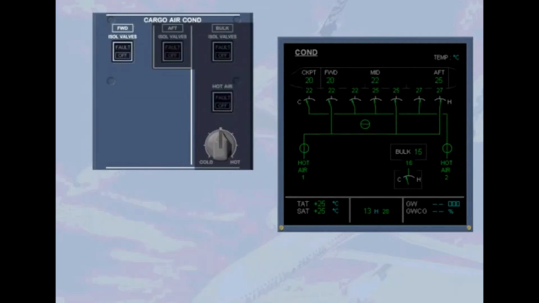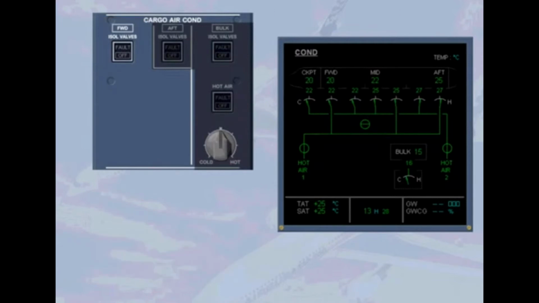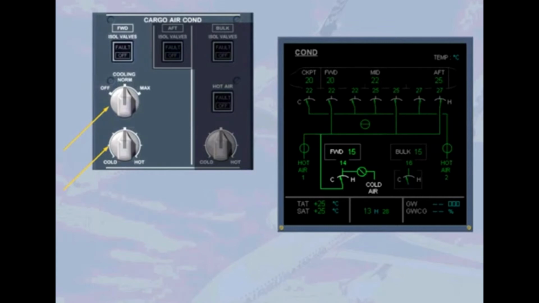The forward cargo compartment control is located on the left side of the cargo aircon panel. The ISOL VALVE push-button switch has the same function as for the bulk cargo compartment. There could be additional controls, depending on the options installed: a heating temperature selector, a cooling selector to adjust the amount of cold air, and a PRE-SEL push-button switch which allows the temperature to be preselected on the forward cargo service panel.